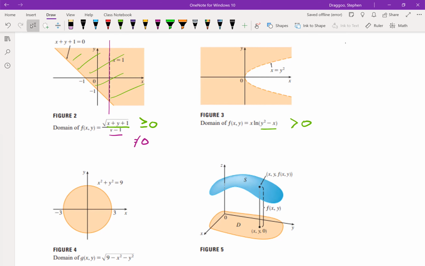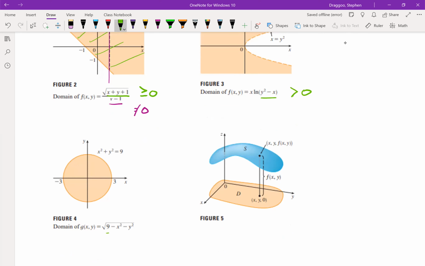Onto figure 4. Once again, we've got a square root, and the inside is 9 minus x squared minus y squared. We set that thing greater than or equal to 0. We end up getting that x squared plus y squared must be less than or equal to 9, which is why we take the interior of the circle of radius 3 centered at the origin, and we will include our boundary this time.